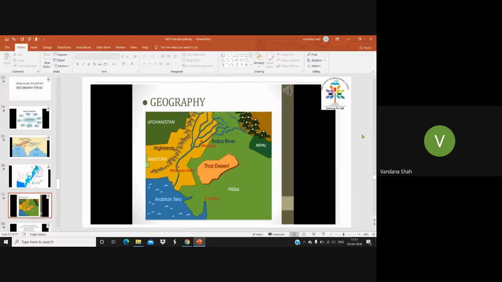Now in this map, you can see how all these places have been settled down just nearby the rivers.